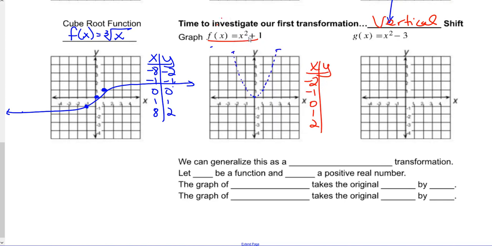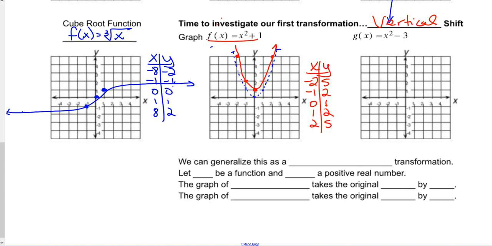So I'm going to square -2 and then add 1. -2 squared is 4, add 1 is 5. -1 squared is 1, add 1 is 2. 0 squared is 0, add 1 is 1. 1 squared is 1, plus 1 is 2. And 2 squared is 4, plus 1 is 5. When I end up graphing -2, 5, -1, 2, 0, 1, 1, 2, and 2, 5, I get this parabola.